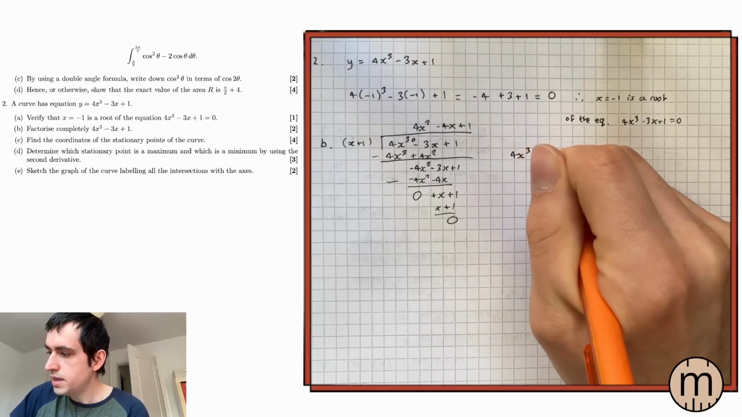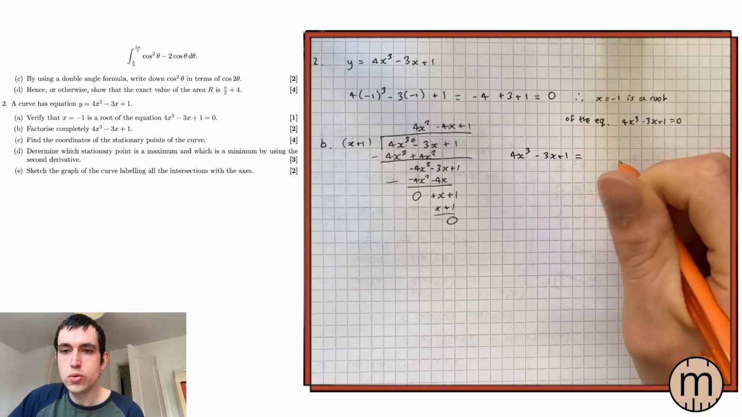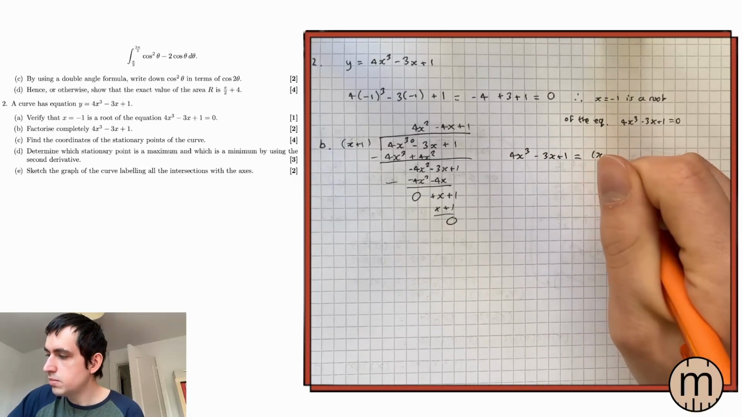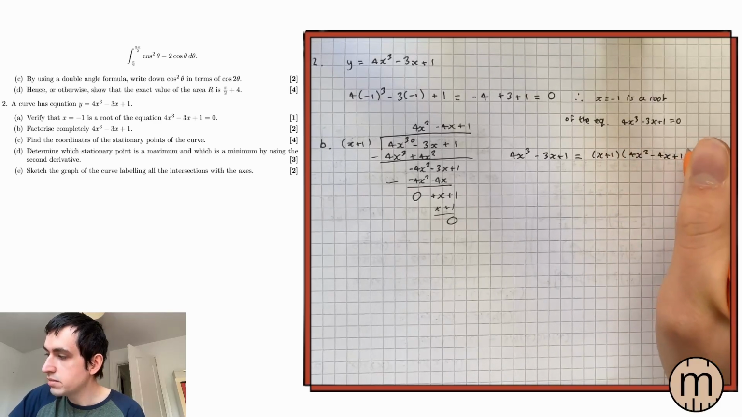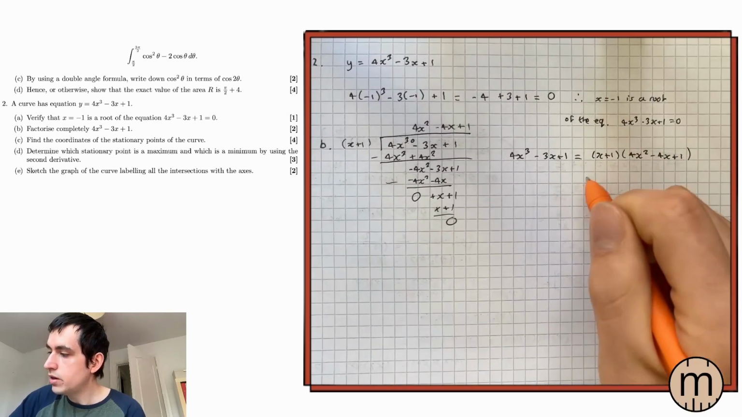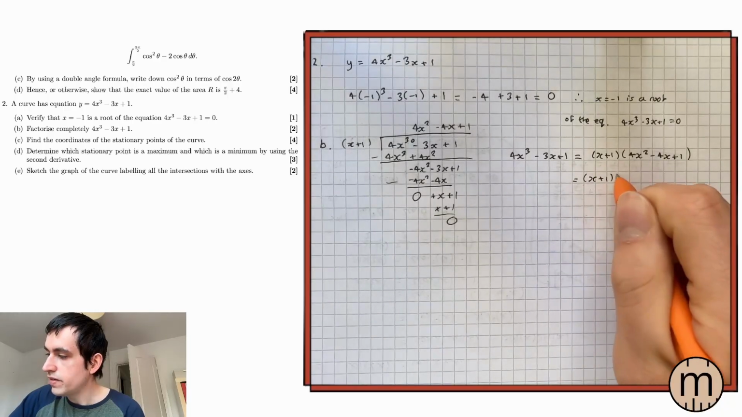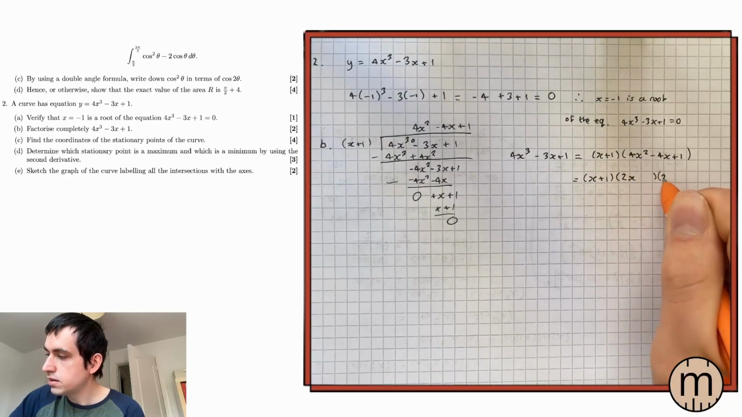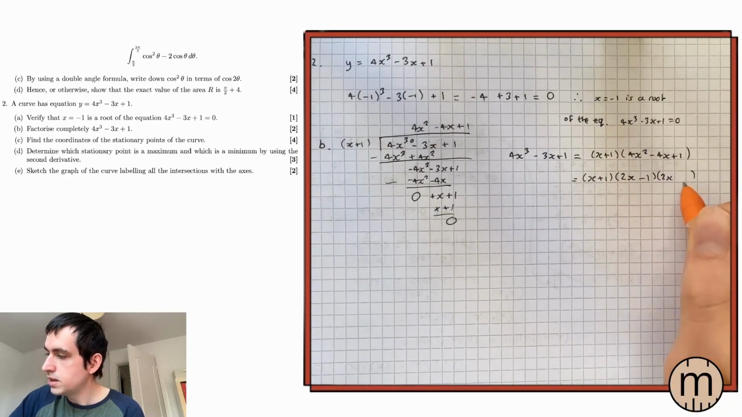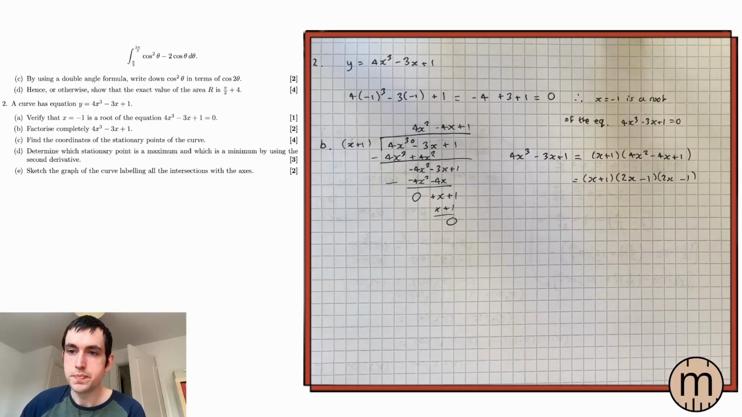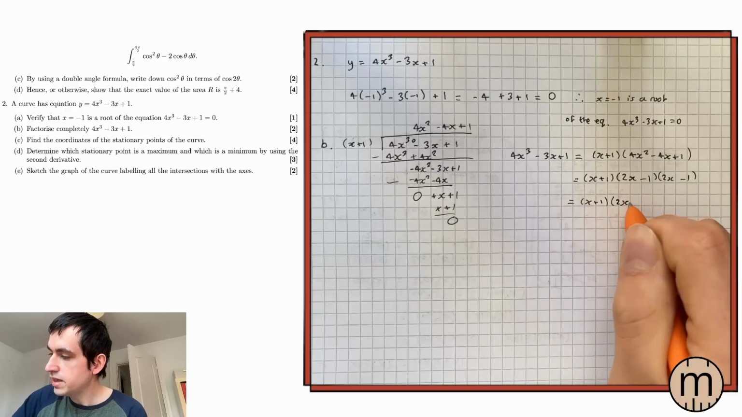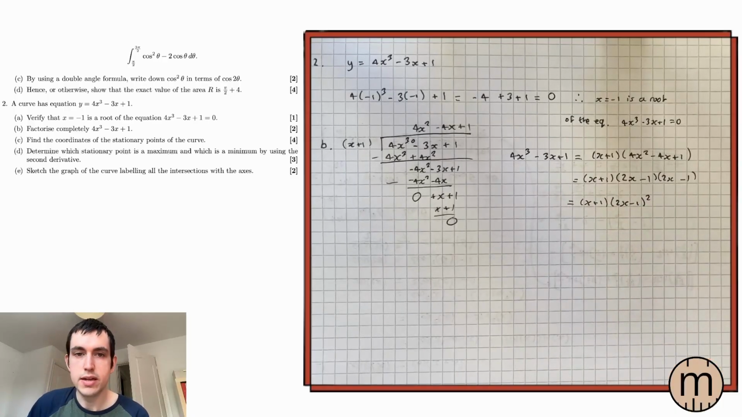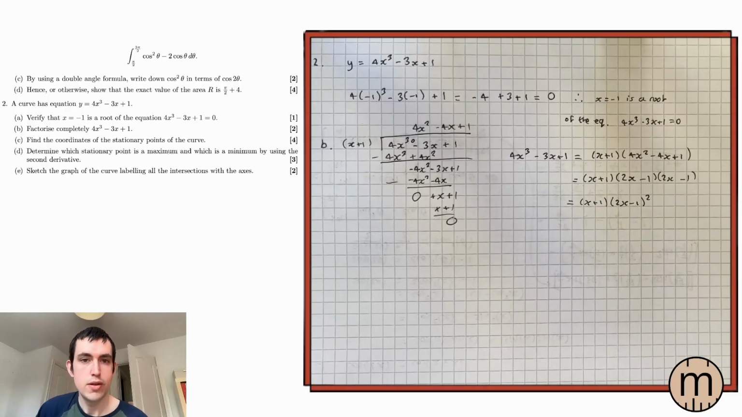So this means that the original cubic can be written as x plus 1 multiplied by 4x squared minus 4x plus 1. Then we look at that one and we think we can factorize it: 2x minus 1, 2x minus 1. Or, if I'm really feeling like it, I'll put the squared bracket on. Either answer there, they're both fully factorized.